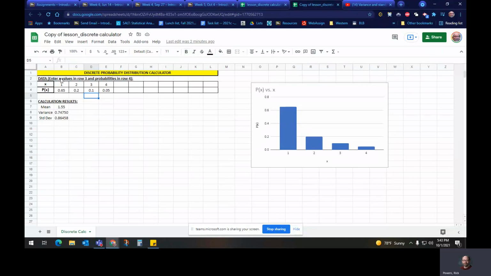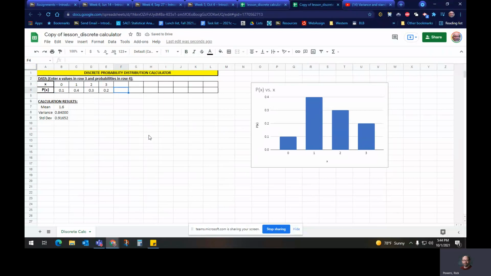Okay, so in the discrete probability distribution calculator, we want to put the x values in row 3 and the probabilities in row 4. So x is going to be 0, 1, 2, and 3. And then we want to change the probabilities. We want to put in the decimal numbers. So 10% becomes 0.1. This was 0.4, 0.3, and 0.2.